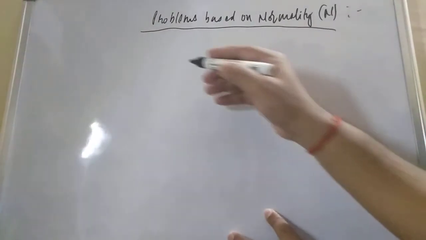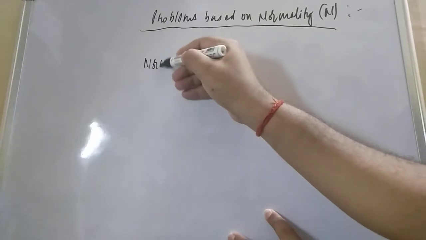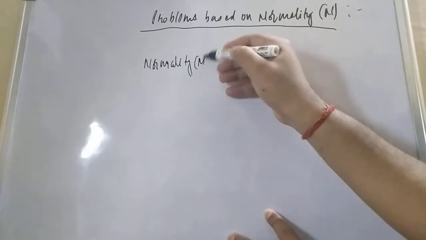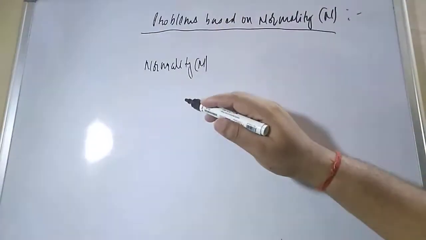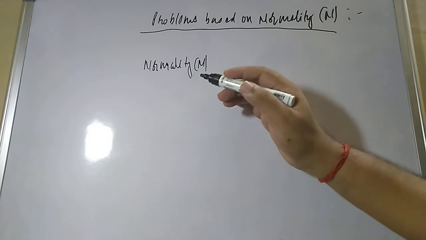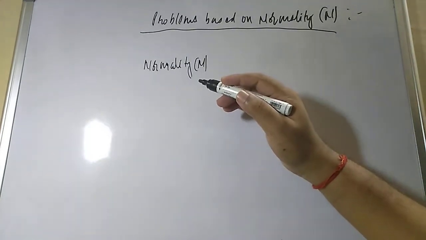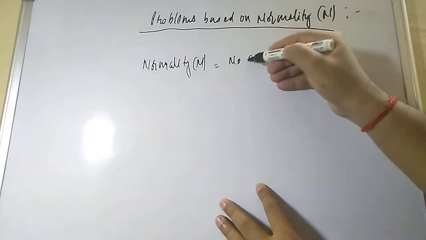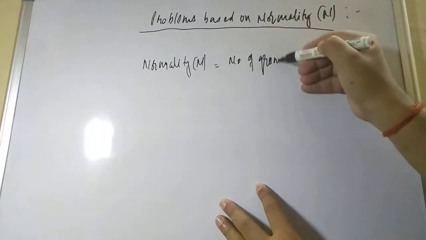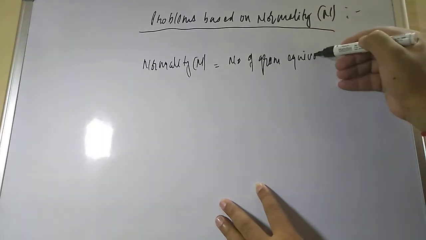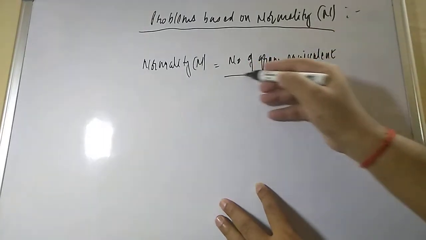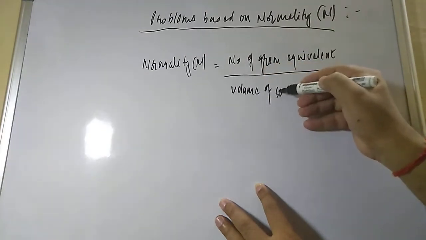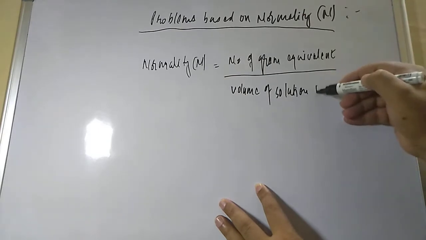Dear students, I told you that normality, represented by capital N, is equal to the number of gram equivalents divided by the volume of solution in liters.